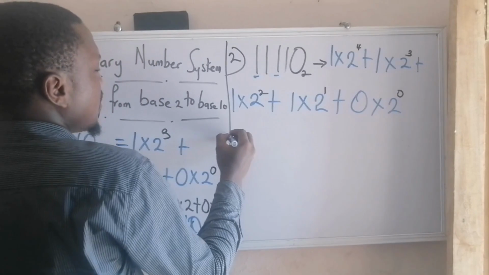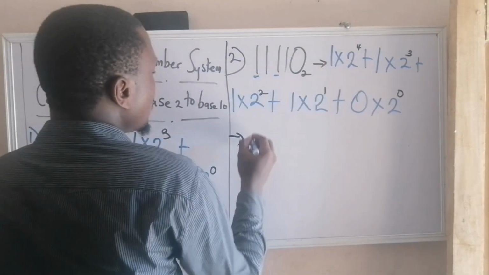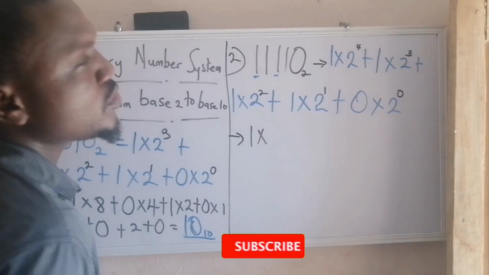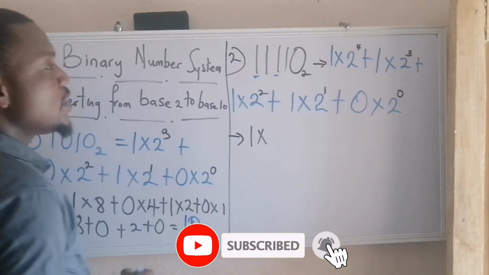Once you have done that, you can go to step 3 by asking yourself, 1 times 2 raised to power 4. What is 2 raised to power 4? That is 2 times 2 times 2 times 2. 2 raised to power 4 is 16.